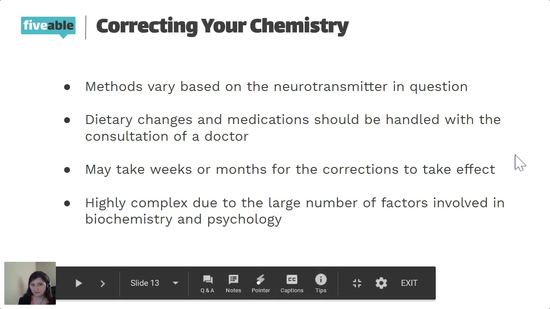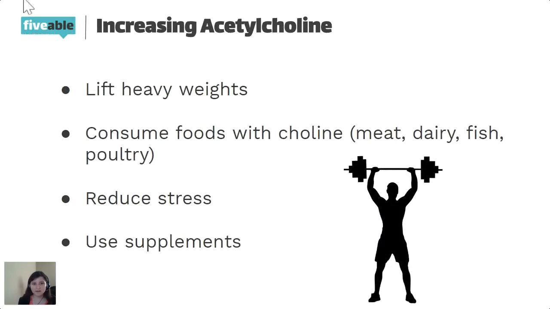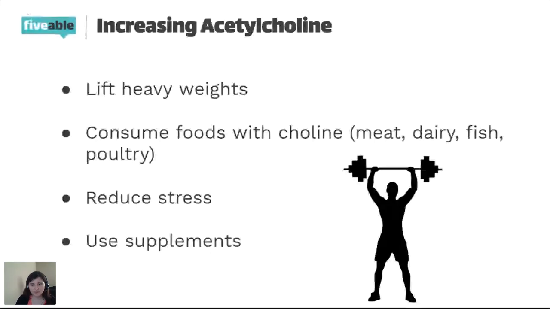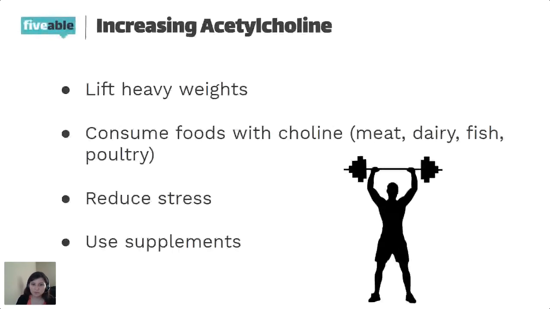And so, how to increase your ACH? You should be lifting heavy weights and consuming foods with choline, like meat, dairy, fish, and poultry. Reduce stress overall, and there are a bunch of different ways to do that. You can do yoga and meditation, which will also help with other neurotransmitters. Or you can just use supplements, which, once again, consult your doctor before trying to increase or decrease anything.